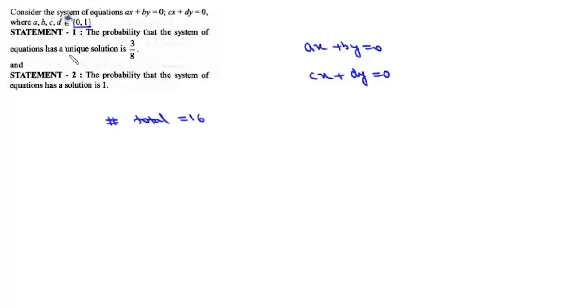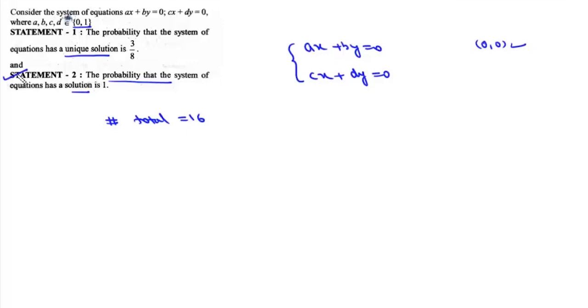Now statement 1 is the probability that the system of equations has a unique solution is 3 by 8, and statement 2 is the probability that the system of equations has a solution is 1. Now since this is a homogeneous equation, it will always have a trivial solution. So x equal to 0 and y equal to 0 will always be one of the solutions. So this system of equations will always have a solution and therefore it is a sure event. That means statement 2 is correct.